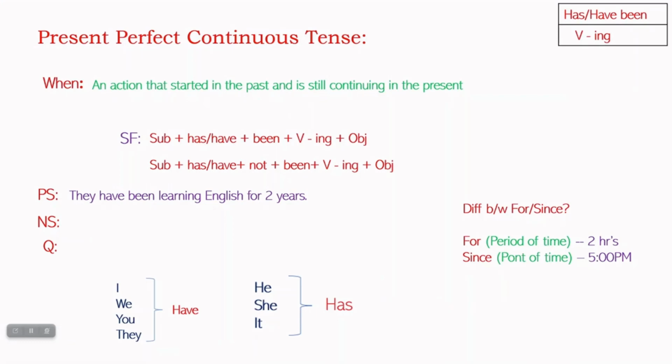Negative sentence formation. Sentence: they have not been learning English for 2 years.